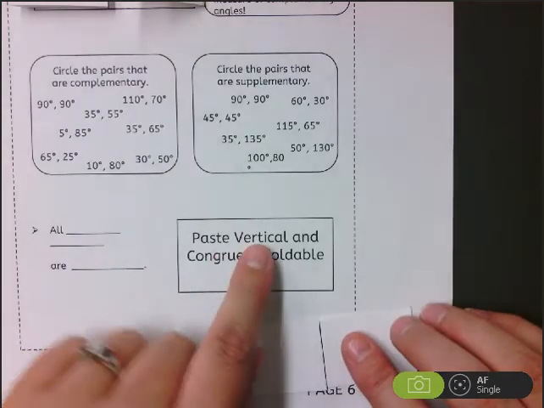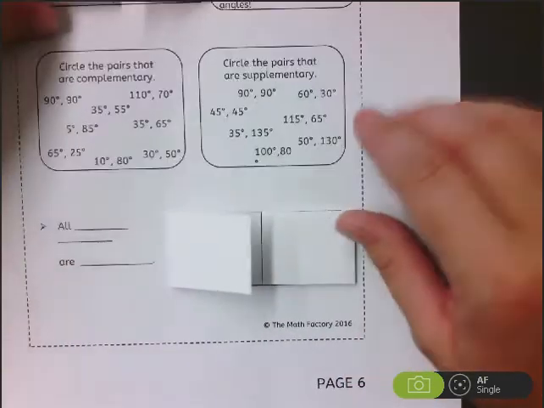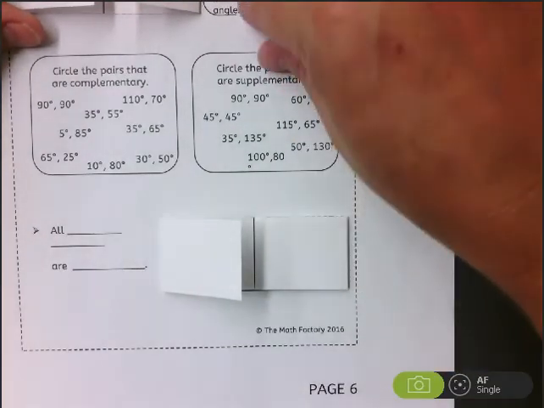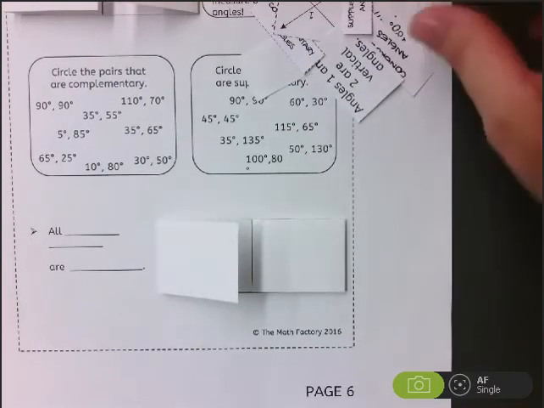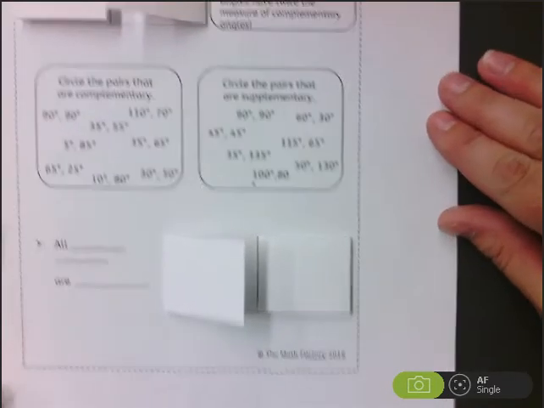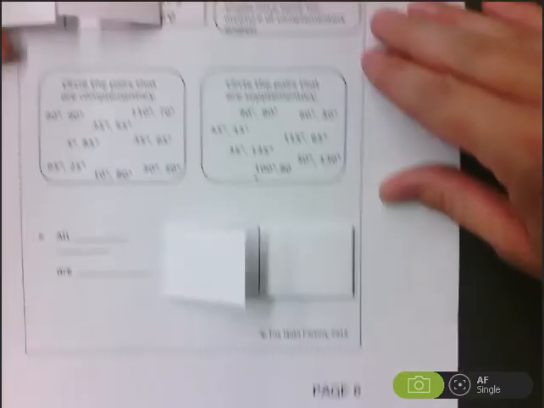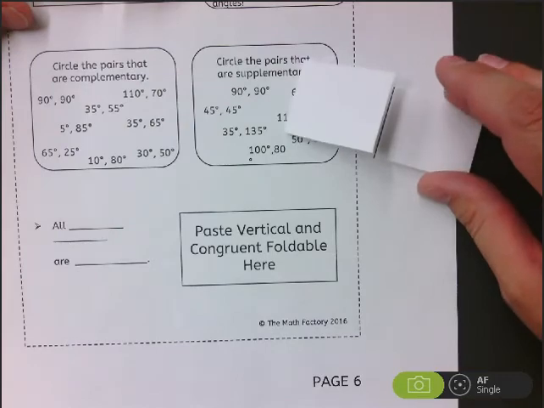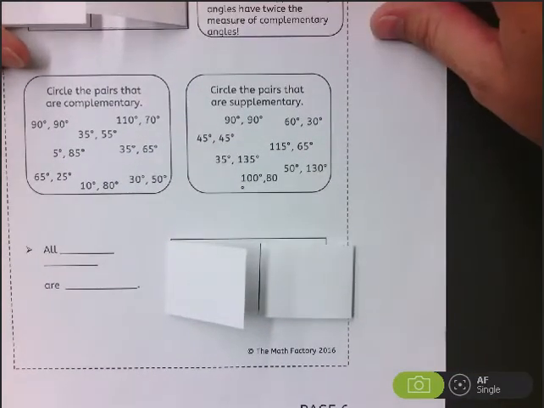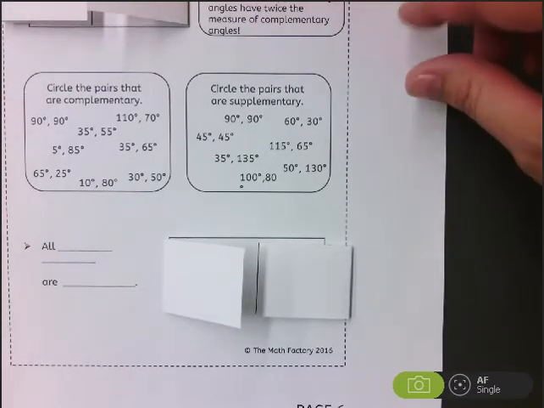So this bottom one is for vertical and congruence. The top one was for supplementary and complementary. So all of these pieces are going to get glued on to your foldable. I'm going to let you do those on your own. Okay, so the top one, again, complementary and supplementary. The bottom one is for vertical and congruent. So you're going to be gluing pieces on. Please read the directions on the page that you cut those out of. It will give you additional information there.